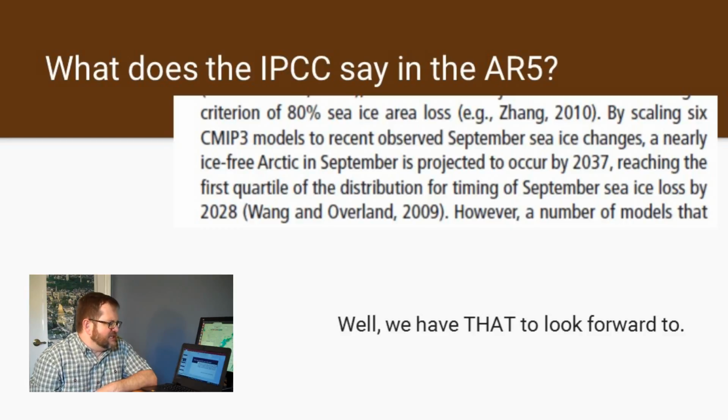By scaling some of the CMIP-3 models with recent observed September sea ice changes, okay, I don't quite know exactly what that means, and we could read the context in the paper. A nearly ice-free Arctic in September is projected to occur by 2037, reaching the first quartile of the distribution for timing of September ice by 2028. In other words, 25% of the simulations are saying that by 2028, we're going to start seeing ice-free summers, with most of them showing by 2037.